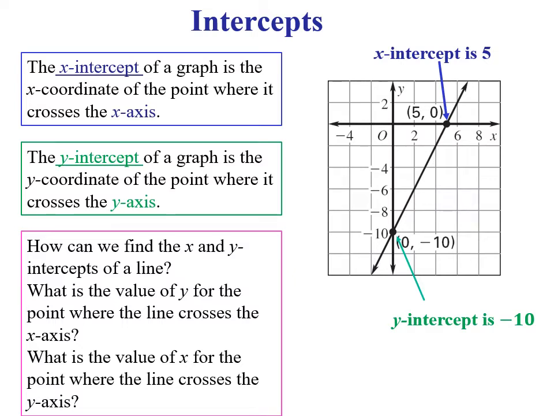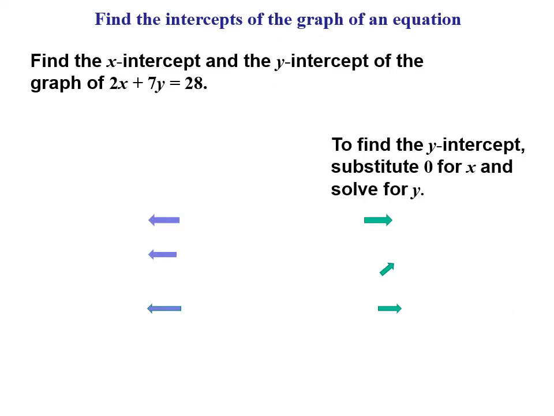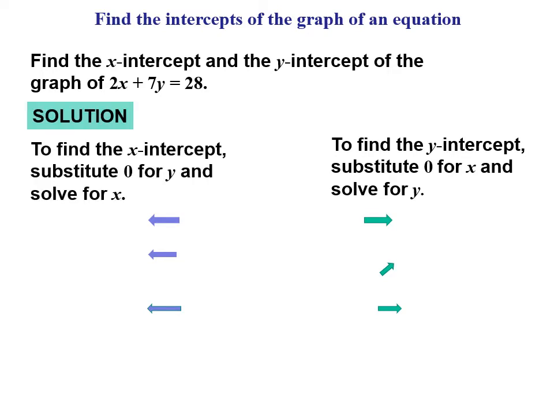Now let's use this information. We need to find the x-intercept and the y-intercept of the graph of 2x + 7y = 28. We know from previous experience that this equation is a linear equation and it graphs as a line. To find the x-intercept, let's substitute 0 for y and solve for x.